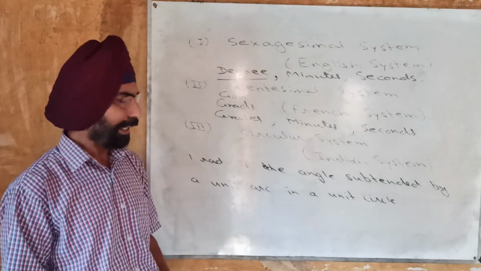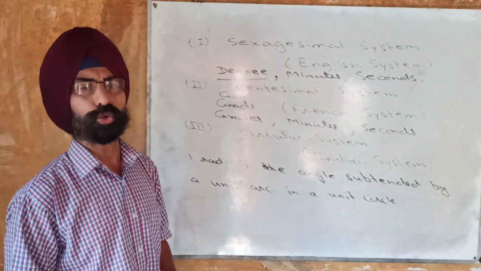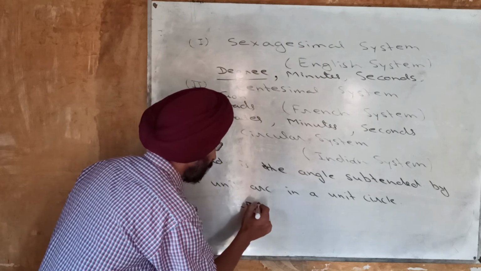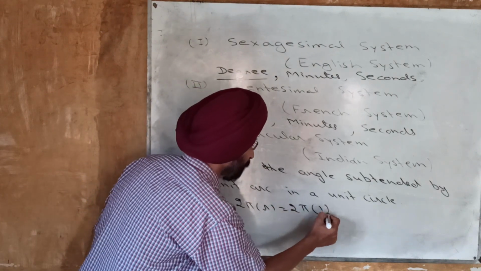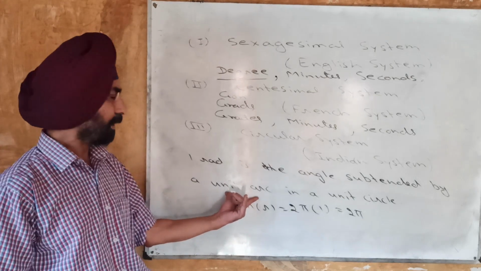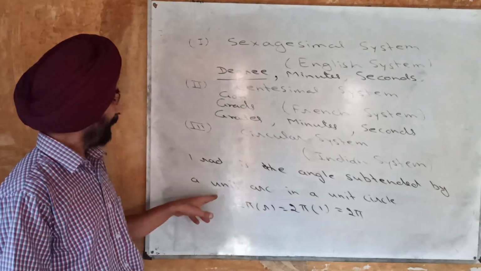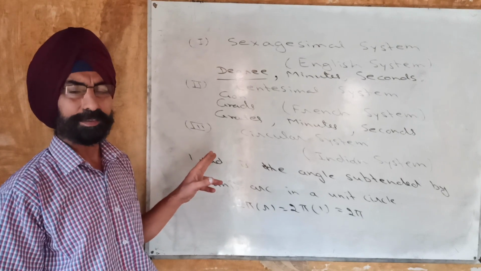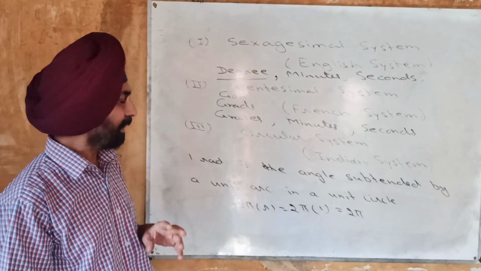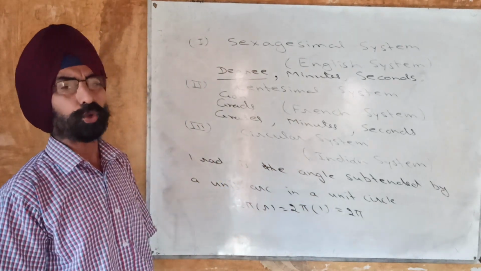One thing to be noted here is that we are talking about a unit circle. And what is the circumference of a circle? It is 2 pi r. But for a unit circle, when the radius is 1, this 2 pi r becomes 2 pi into 1, that means 2 pi. Now, a unit arc subtends an angle equal to 1 radian. That means if the length of the arc is 1, then the angle subtended is also 1 radian. For the complete revolution, the length of the arc equals the circumference, which is 2 pi. So for the complete revolution, the angle subtended will be 2 pi radians.